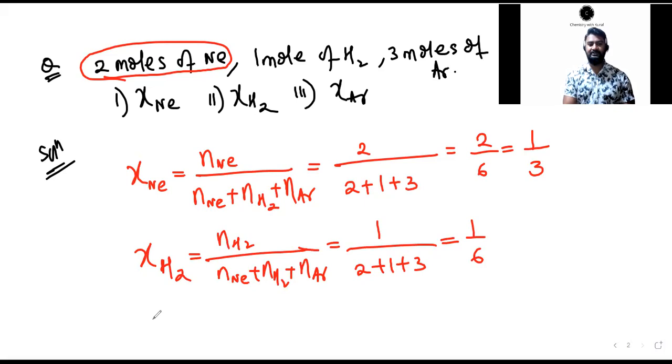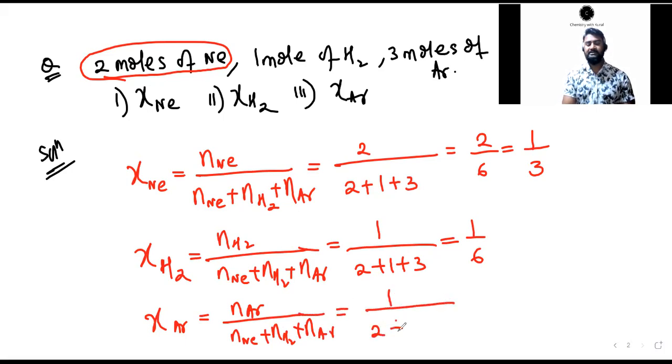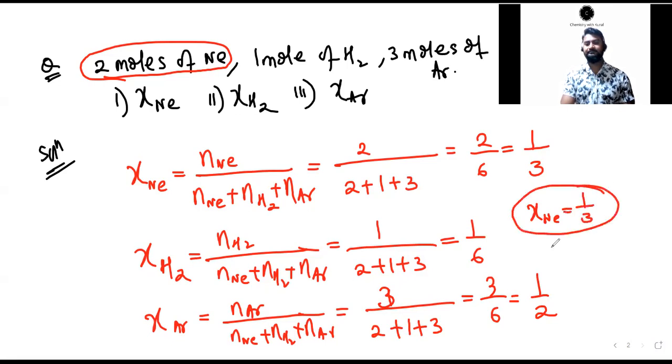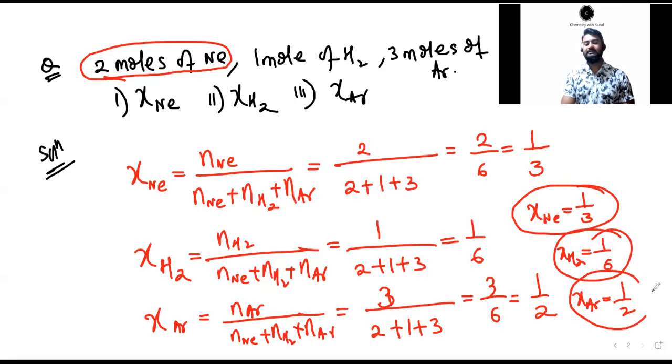So can you guess the third one? So mole fraction of argon will come out to be number of moles of argon divided by number of moles of neon plus hydrogen plus argon. The total comes out to be 2 plus 1 plus 3, and the top is 3. So 3 divided by 6, which is half. So based on this, we got 3 things. The mole fraction of neon is 1/3, of hydrogen is 1/6, and of argon is half. This is how we can find the mole fractions of each of the components.